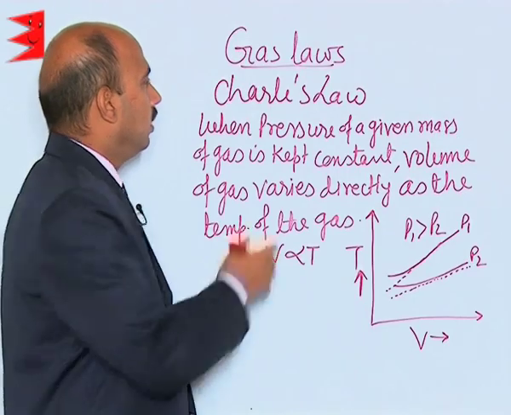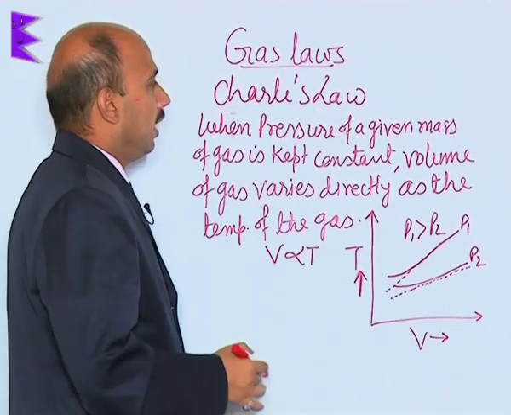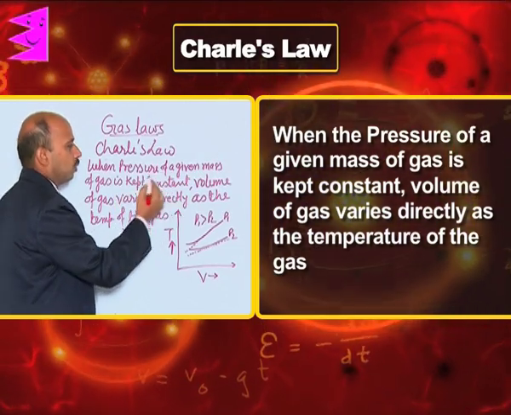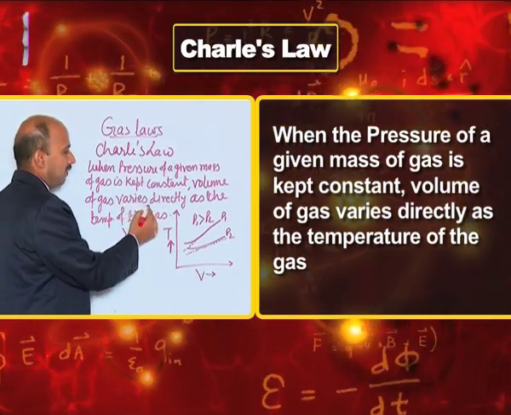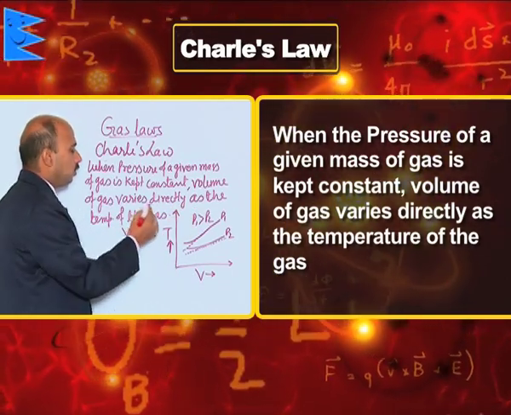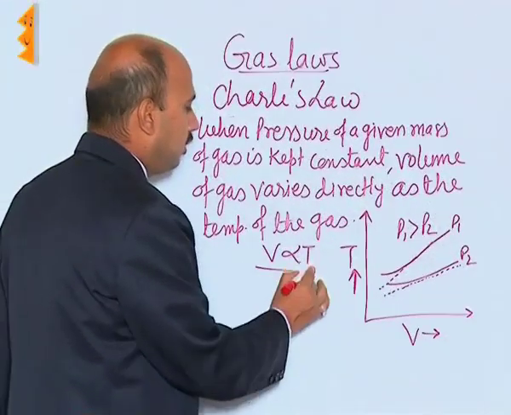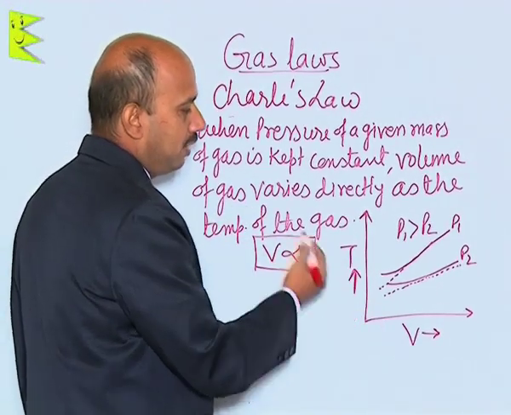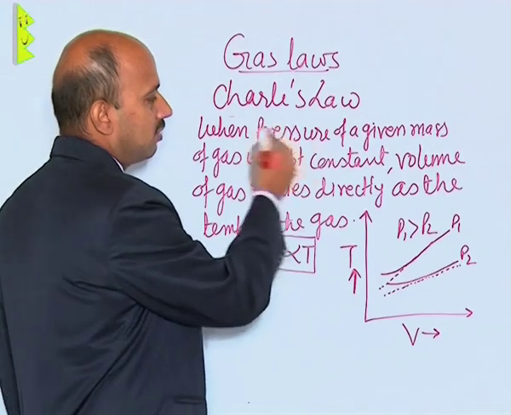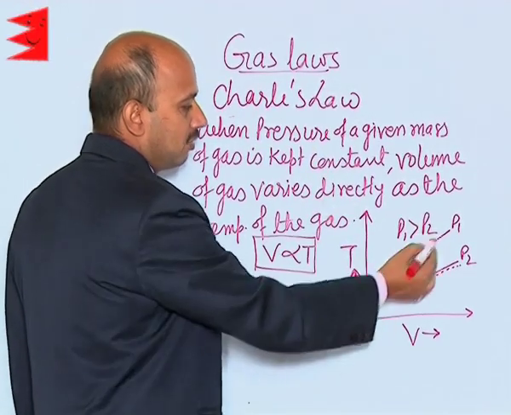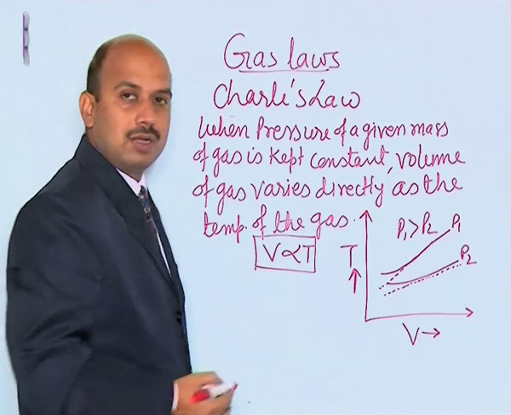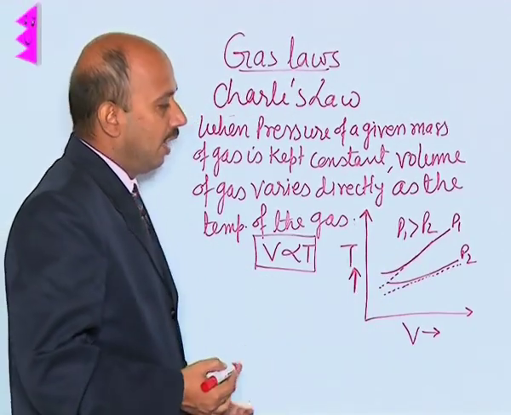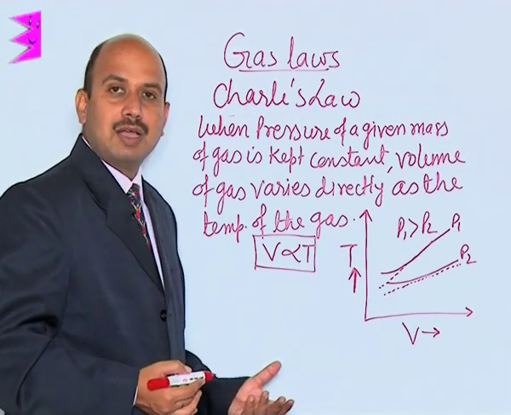Now see the next one, that is Charles law. According to this law, when the pressure of a given mass of gas is kept constant, the volume of gas varies directly as the temperature of the gas. That means V is proportional to T. Graphical study for V and T: for this Charles law, you can see there are solid lines as well as dotted lines. Solid lines are representing real gases and dotted lines are representing perfect gases, that is ideal gases.